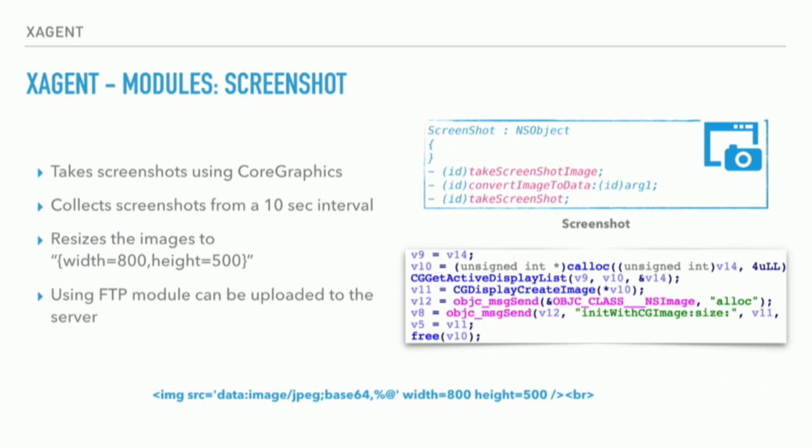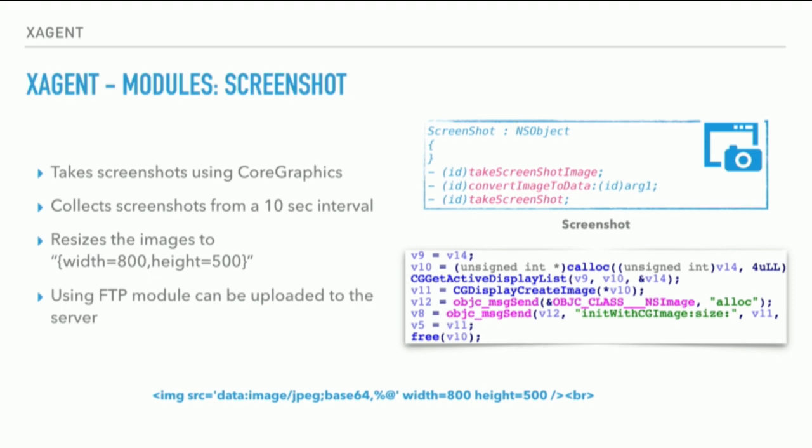It can also take screenshots using Core Graphics APIs. It will collect those screenshots at every 10-second interval. Then it will resize them to an 800 by 500 resolution. And then by using the FTP module, it will upload them to the CNC server. The 10-second interval can be modified as requested by the server.